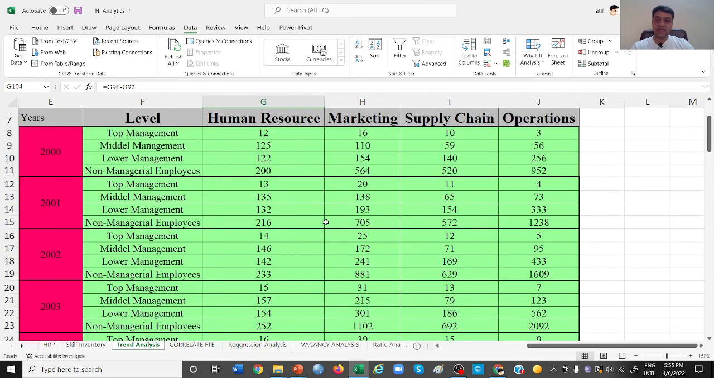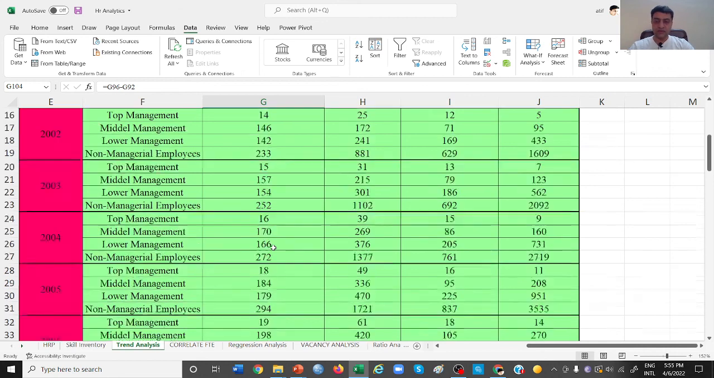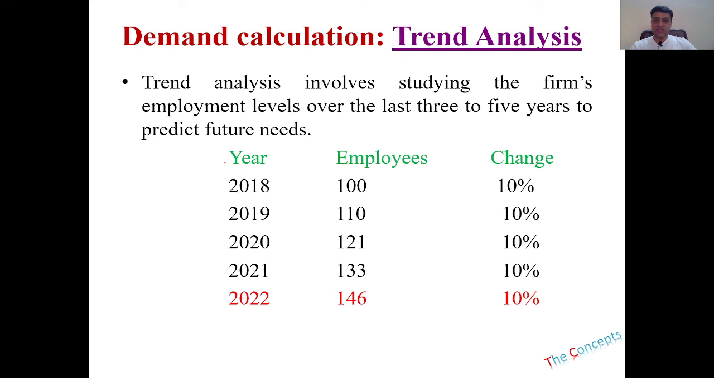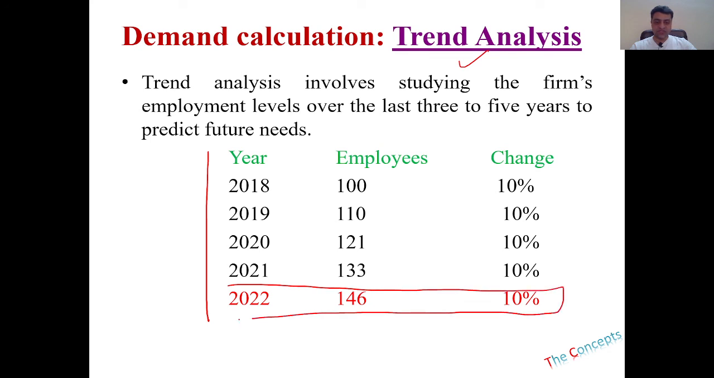You can do it with any number of employees, with any number of departments, and at different levels. So this is our next thing that you can use. You can download this sheet from the link in the description section, and you can make changes in it, and then you can see if it is changing or not. So this is the major reason for using trend analysis to predict your future needs of HR.